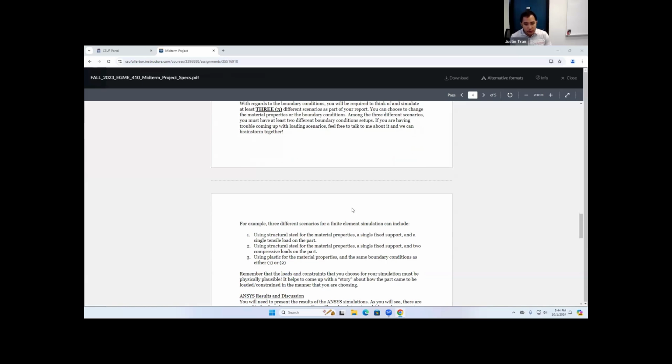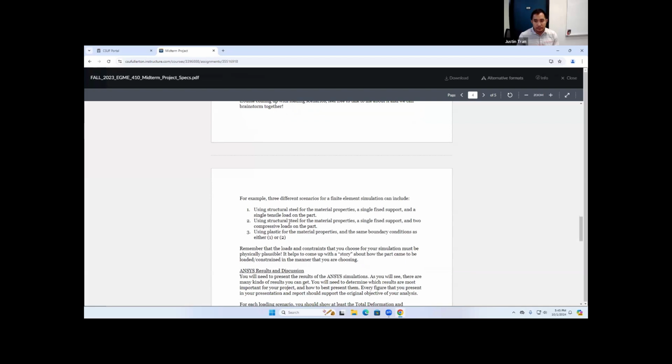So you can change the material properties. That's usually the simplest thing that people go with for the report. But I want you to do at least 2 different loading situations. And so I gave you 3 examples here, three different scenarios that you can do for your report. So maybe use a structural steel for your part, use a single fixed support and a single tensile load. So that's 1 scenario.